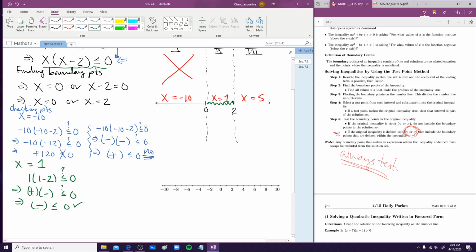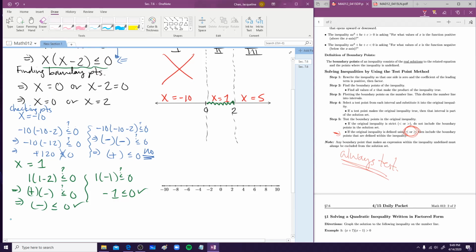Okay, if you don't believe me, let's just solve for it. So we have 1 times negative 1 is less than or equal to 0. 1 times negative 1 is negative 1, which is less than or equal to 0. Okay, so both these methods are the same. Well, not the same, but it'll give you the same answer.